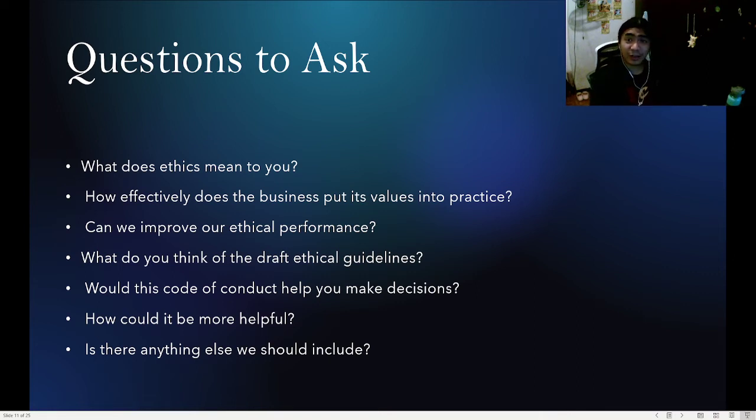Number one is what does ethics mean to them? And how effectively does the business put its value into practice? These kinds of questions are very simple, but they will allow you to create a comprehensive and easy to understand code of ethics. Like for example, most Catholic schools do not allow their students to have their hair long or something like that. This is very complicated, but it's very common because you look at the values in terms of cleanliness, in terms of how you present yourself.